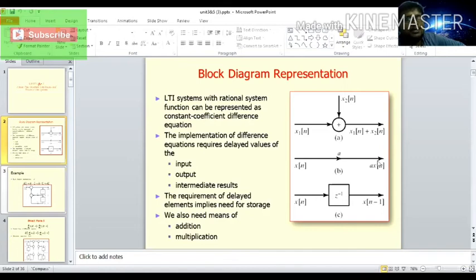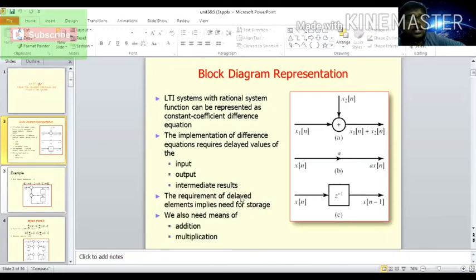But in the block diagram representation for an LTI system, we use only the unit delay element, not 2 unit delay, 3 unit delay or 4 unit delay. You have to use the unit delay alone, that is, Z inverse alone. The implementation of difference equations requires delayed values: first the input, then the output, then some intermediate results. These three are very, very important.